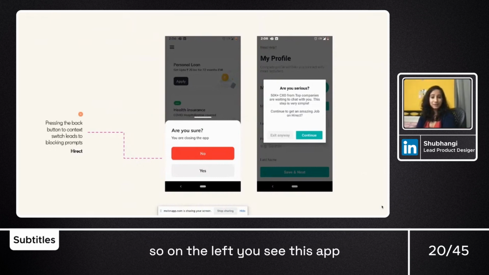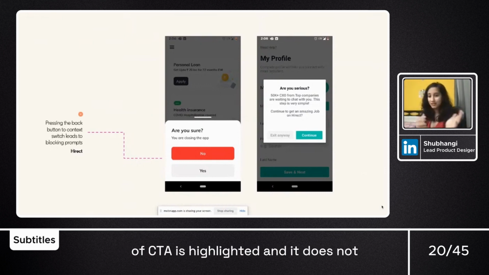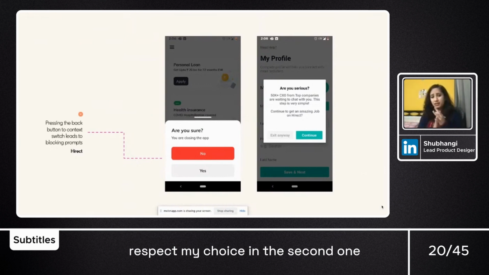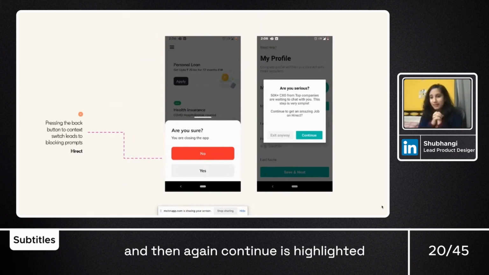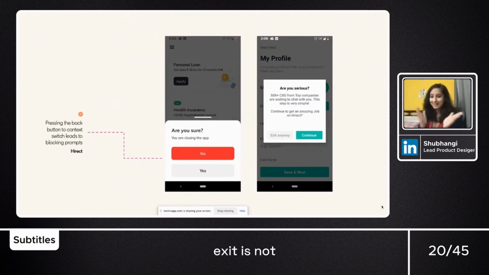So on the left, you see this app called Navi, which when I pressed the back button on my mobile, they said, "Are you sure you're closing the app?" And then no is highlighted. So the wrong kind of CTA is highlighted and it does not respect my choice. In the second one, that's the Hirect app. When I press the back button, it says, "Are you serious?" And then it gives me some long piece of copy. And then again, continue is highlighted, exit is not.